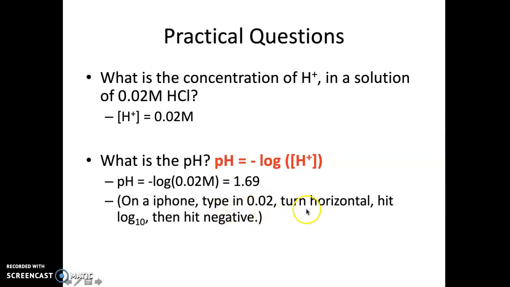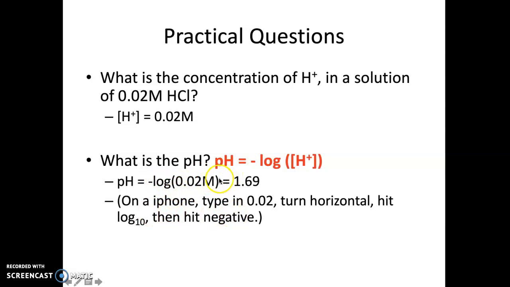You type in 0.02, then you have to turn it sideways, so horizontal, and hit a button that says log 10. So that's what this log is, log 10. It's just not always written with that base because you can technically change that number, but that's a ton of math beyond us. If you hit the log number, it works.